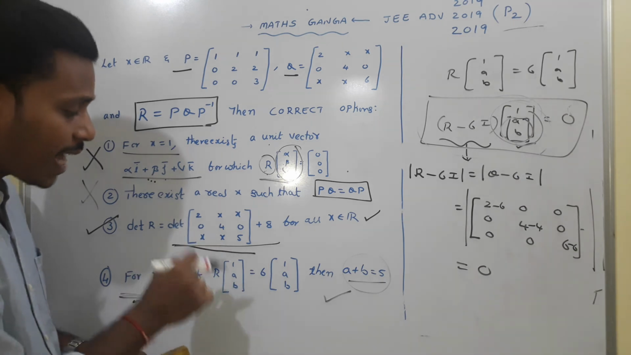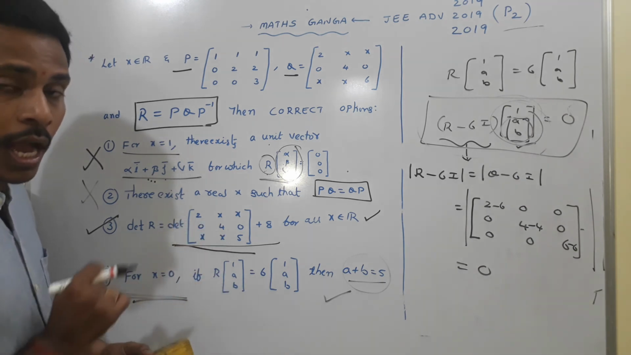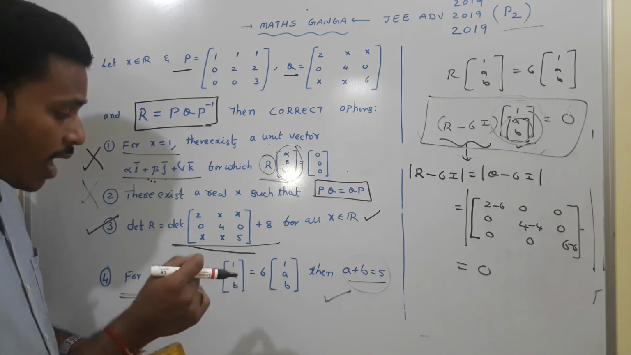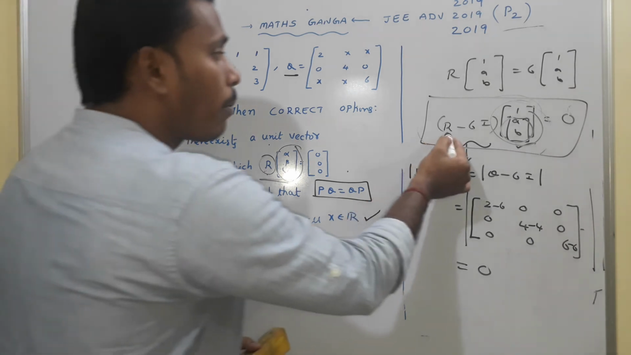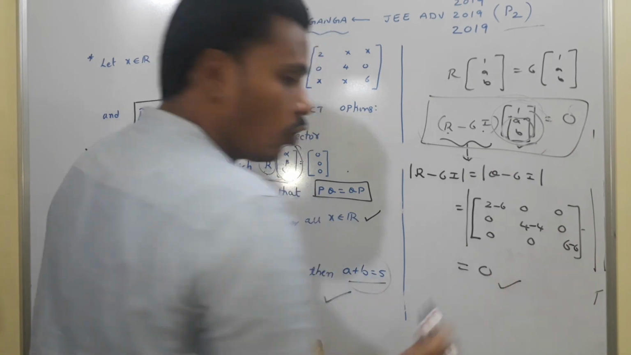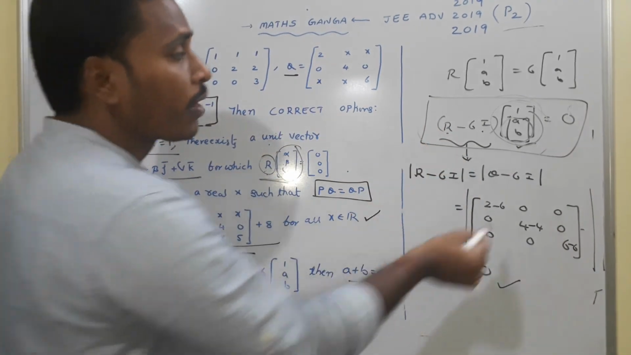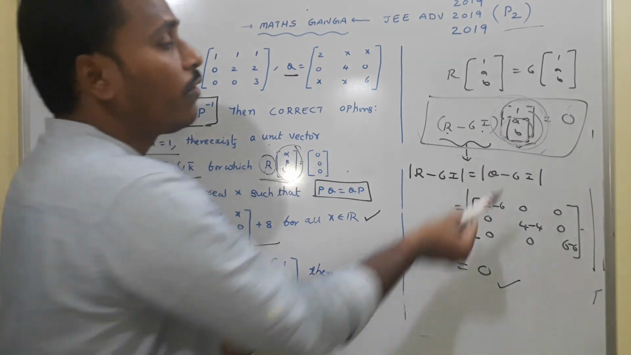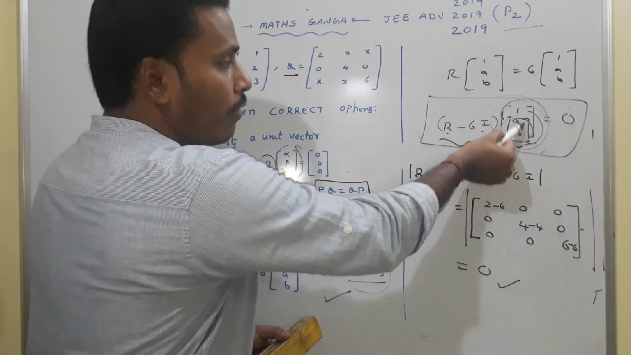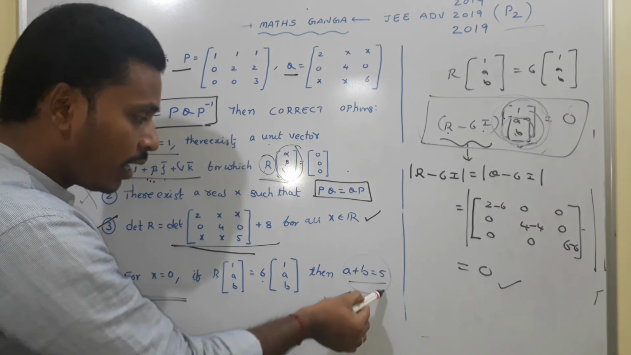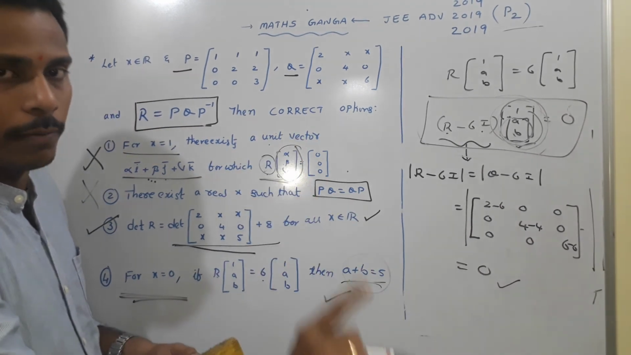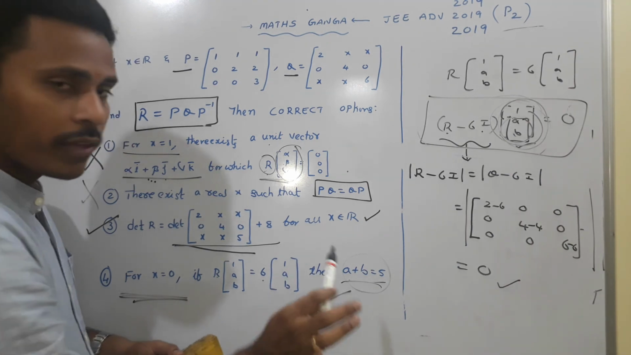To say this is a correct choice, what I did, by avoiding the lengthy calculation, was calculate the determinant of R minus 6I, and that is directly 0. Since the determinant is 0, we will have infinite solutions in this case. Infinite solutions in the sense that we will have a relation between a and b. From this we have a relation between a and b. Here we have a relation between a and b. Solving these two, we will get the values of a and b. So, this is a correct choice.